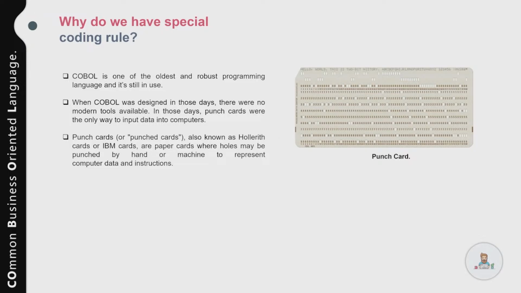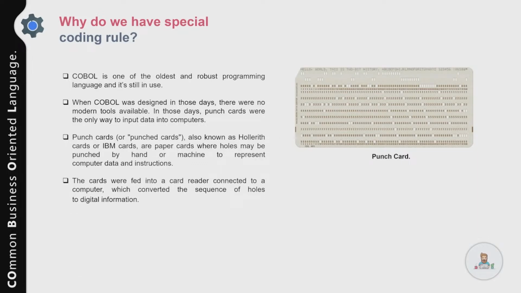Punch cards are paper cards where holes may be punched either by hand or by machine. These holes represent computer data and instructions. Lastly, these cards or stacks of cards were fed into a card reader, which is connected to a computer, that eventually converts the sequence of holes into digital information.